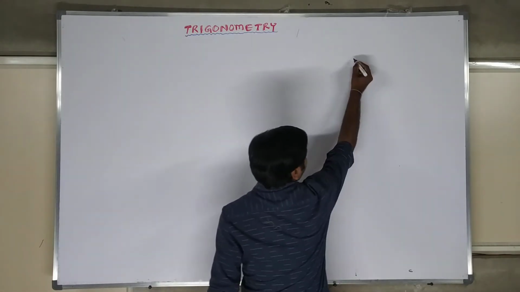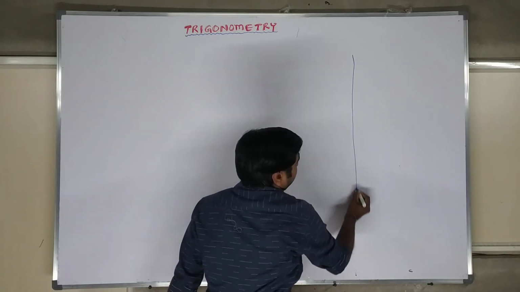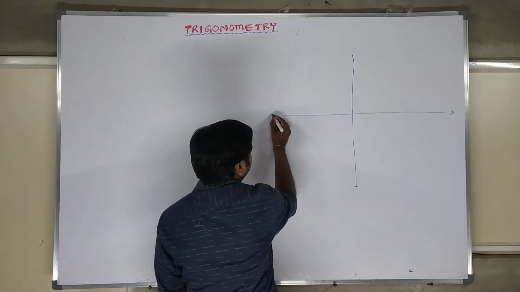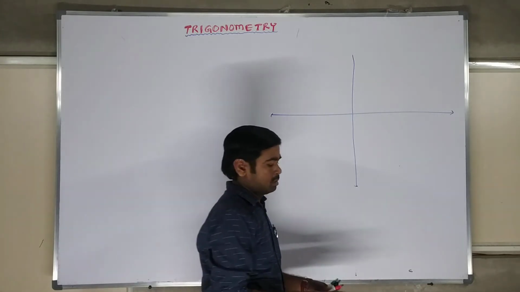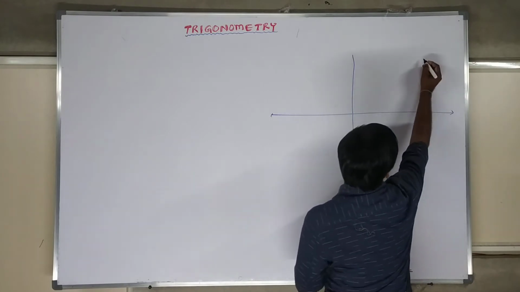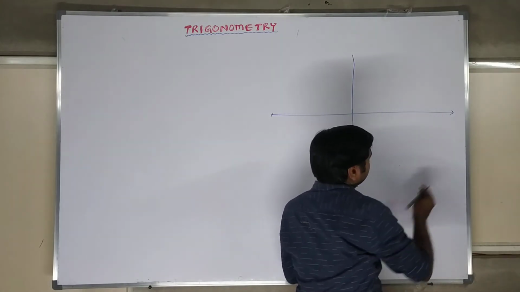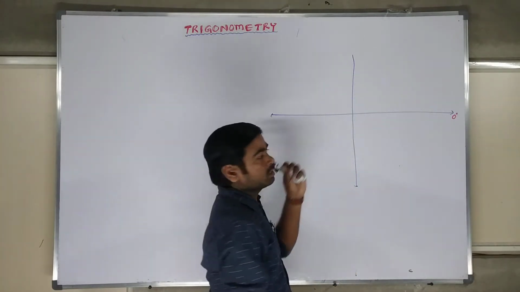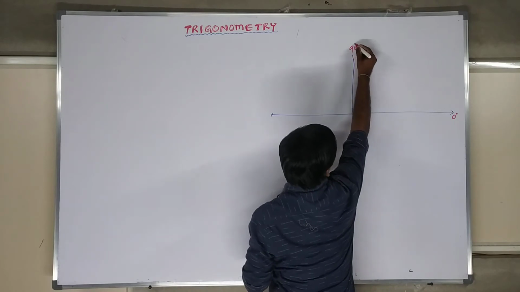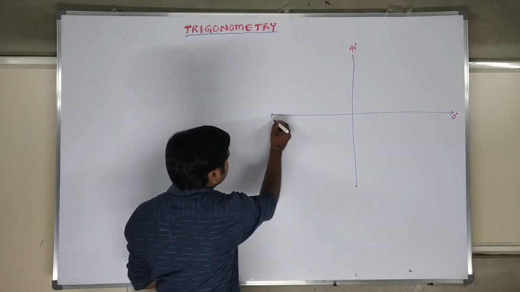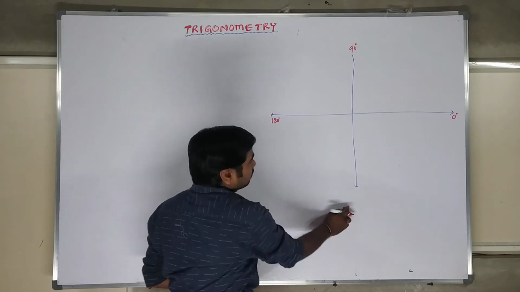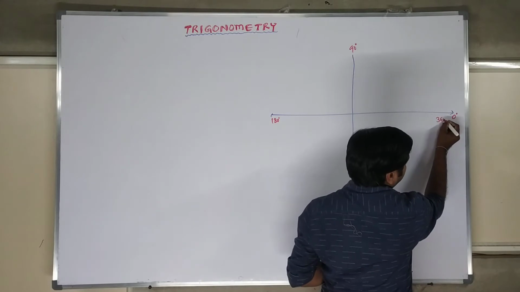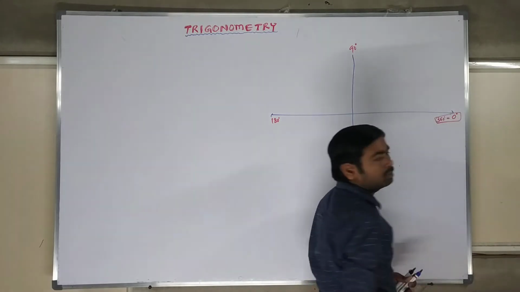Let us go. The given plane I will divide into 4 parts. We know the x and y axes. This is 0 degrees. If you go in the positive direction, anti-clockwise, this is called 90 degrees. Going further, it is 180 degrees. Going further, this is 270 degrees. Going further, 360 degrees. It means 360 degrees is equal to 0 degrees.